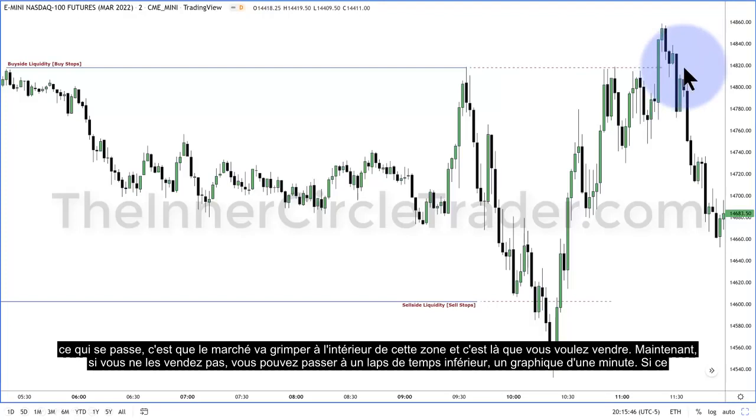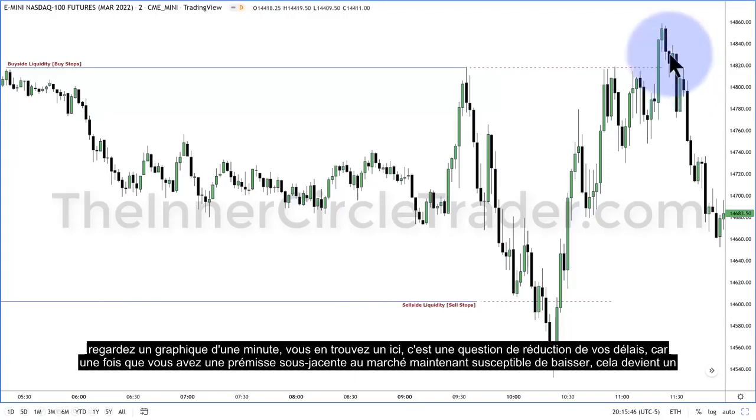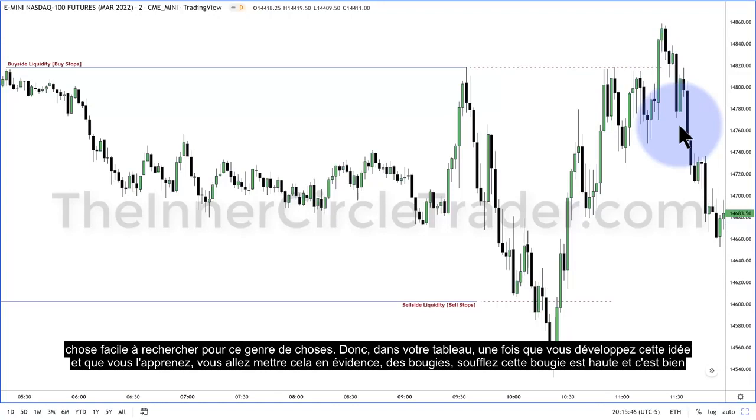Now, if you don't sell there, you can drop down to a lower time frame, 1-minute chart. If this was a 3-minute chart, you can go down to a 1-minute chart and look for that to occur on that time frame as well. And it many times will form if you're looking at a lower time frame, like say this was a 5-minute chart, and you looked at a 1-minute chart, you'd find one down in here. It's a matter of scaling down in your time frames, because once you have an underlying premise that the market is now likely to go lower, it becomes an easy thing to look for these types of things.